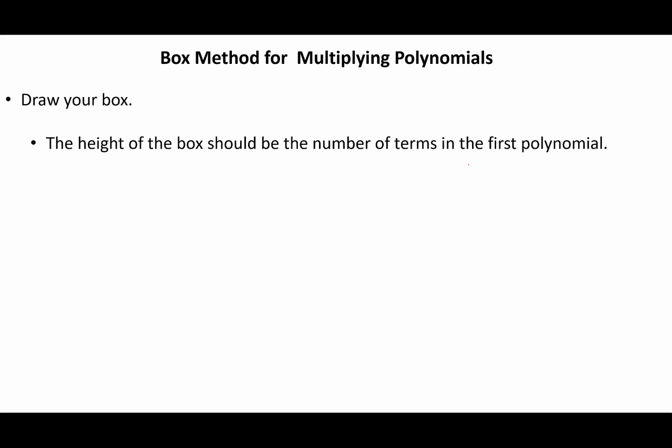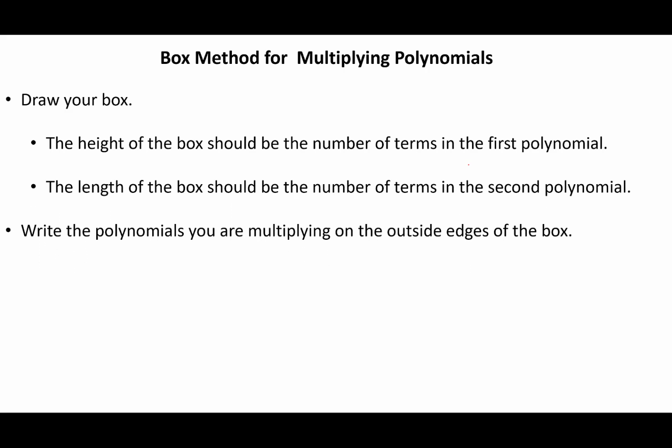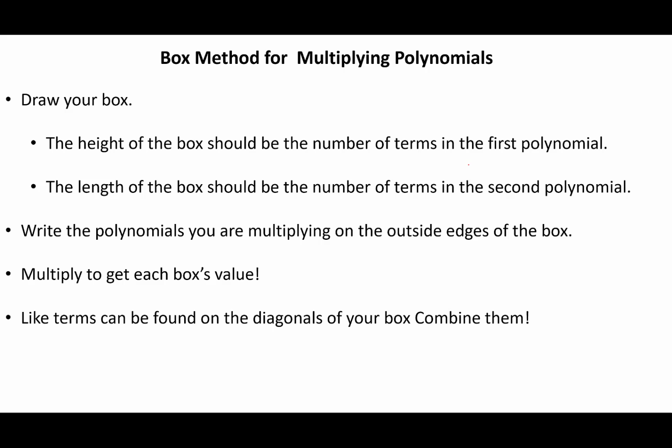The height should be the number of terms in the first polynomial. The length should be the number of terms in the second. We put our polynomial on the outside and multiply inside. We can find our like terms on the diagonal and we can combine them. And as always, we're going to write our answer in standard form.